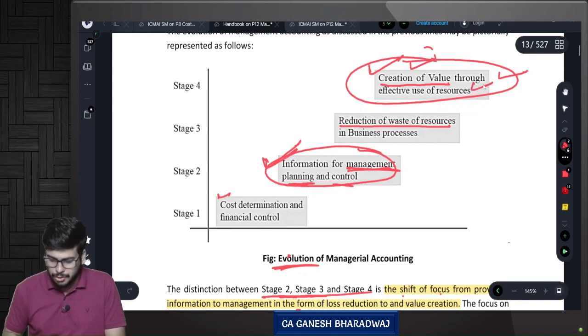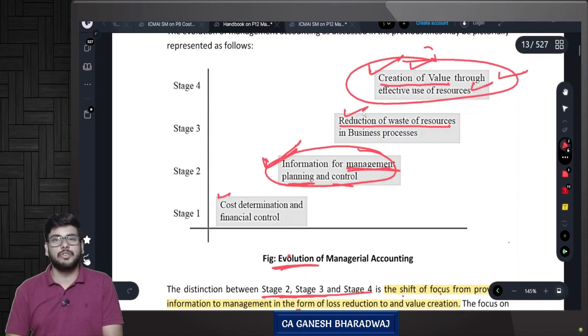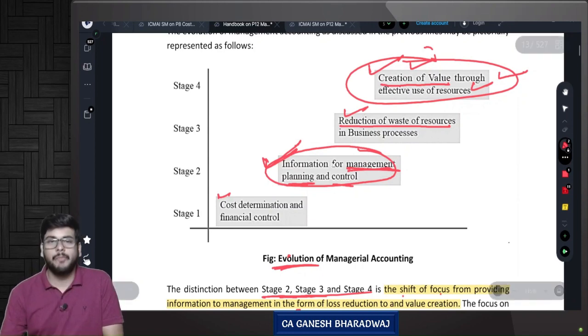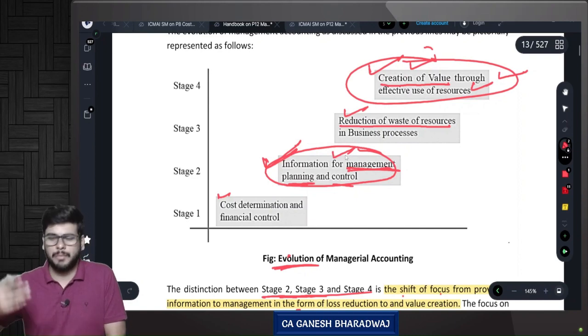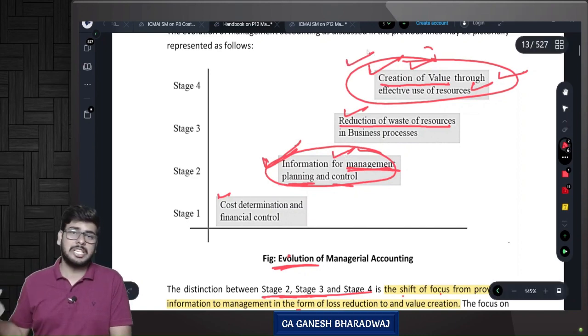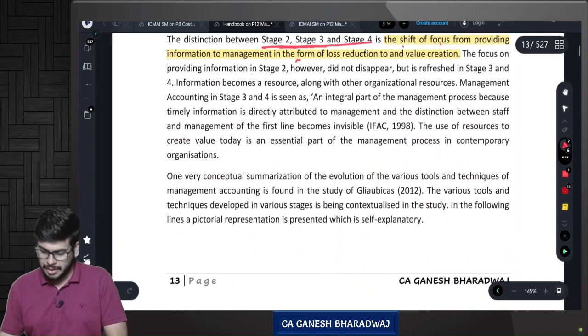For you to effectively use your resources, your waste reduction should be in place. For you to do that, obviously proper decision making should be done, for which information should be provided to management. So this is a very broad scope. That's why we are seeing all these things as a part of our syllabus right now.